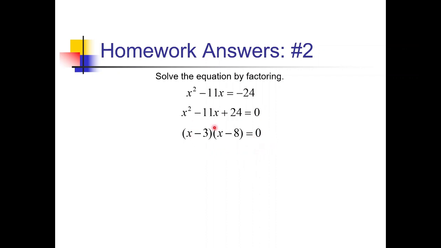And now that I've got this factored and I've got a product that equals 0, I can use my zero product property and just set each of these individually equal to 0. So if x minus 3 equals 0, then x equals 3, and 8 will zero out this other parentheses. So those are my two answers.